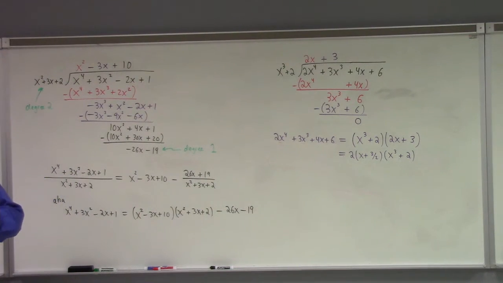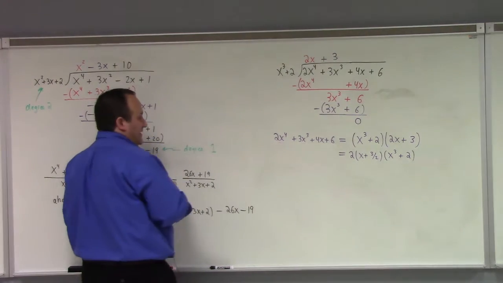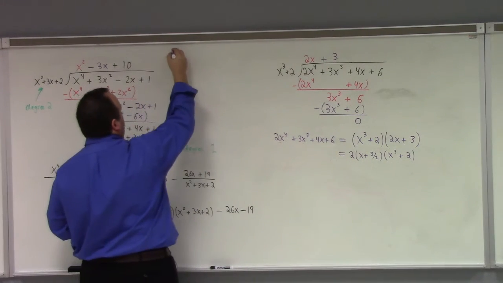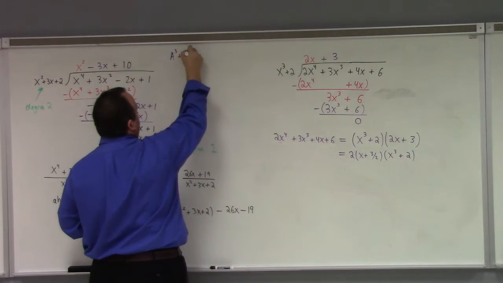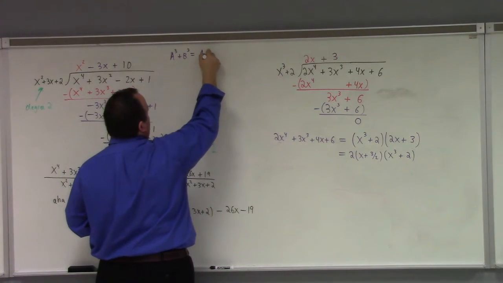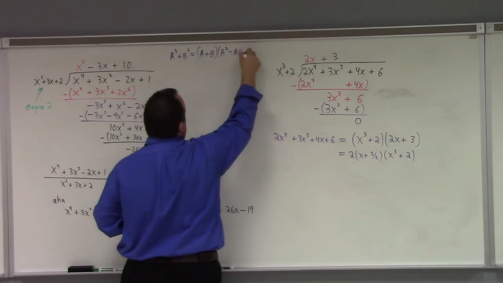Now here you have to go back, all right? Here's a walk down memory lane for you. I don't think we've done this anytime recently, but just for the sake of discussion, remember we had this formula, a cubed plus b cubed? What was it? It was a plus b, a squared minus ab plus b squared, yeah?